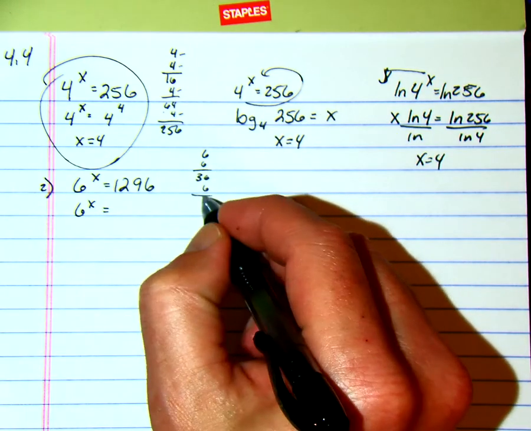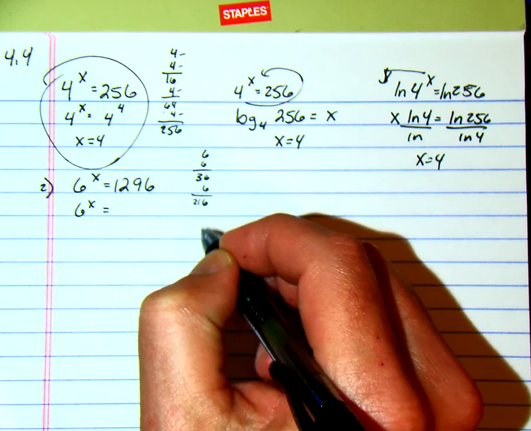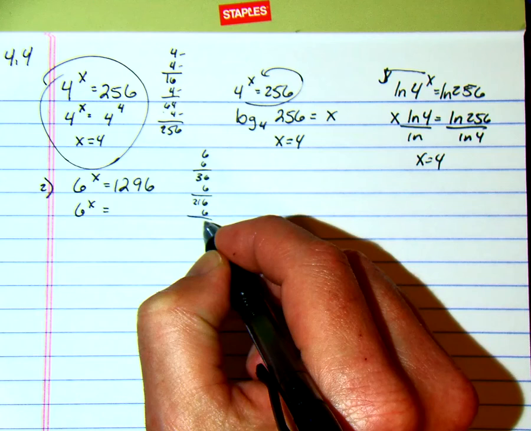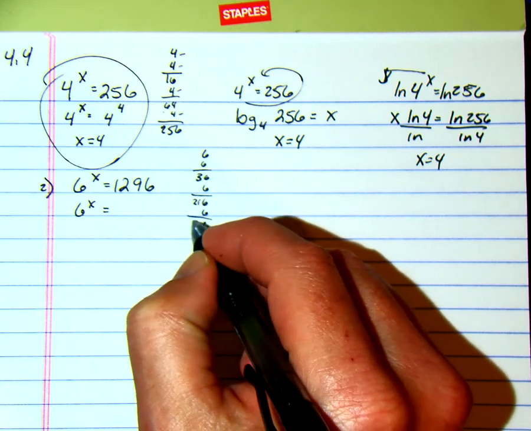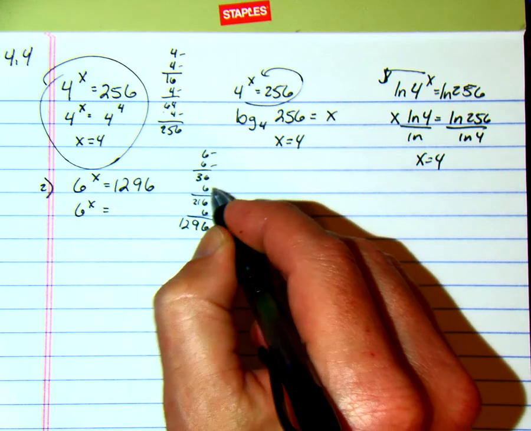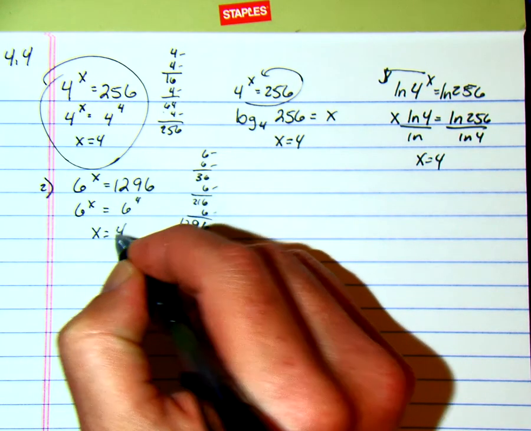6 times 6 is 36. We're going to take that times 6 to get 36, carry the 3, 18, 216. We're going to take that times 6 again. That's going to give me 36, carry the 3, and 6 and 9, and then 12. So there it is. 1296 is 6 to the 1, 2, 3, and 4, so 6 to the 4th. That means that x has to be 4.